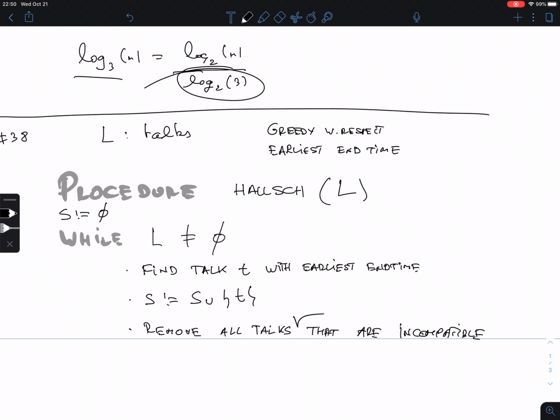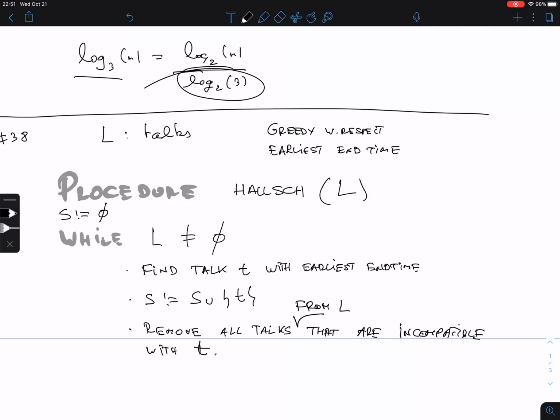Remove all talks, I should say, from L. That's what I meant, of course. Not from S, of course. S, I'm not going to touch that. I'm going to only add to it, never remove. Remove all talks from L that are incompatible with T. And what I mean is, well, if their time schedule overlaps with that of T. And when I say remove all talks, I also, of course, mean T, to remove T itself.